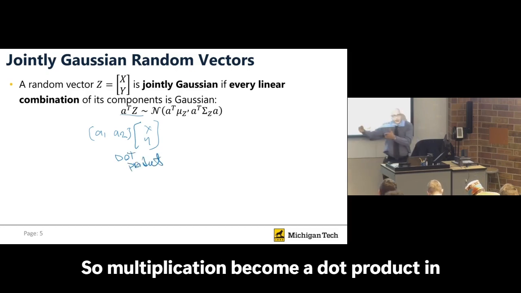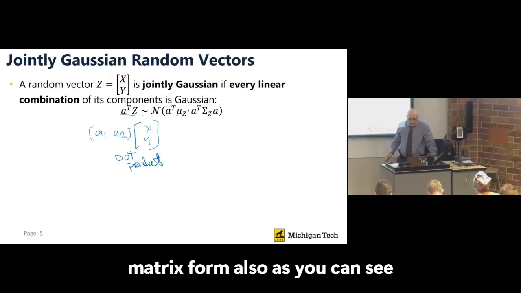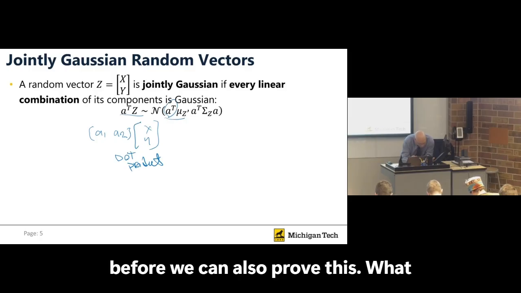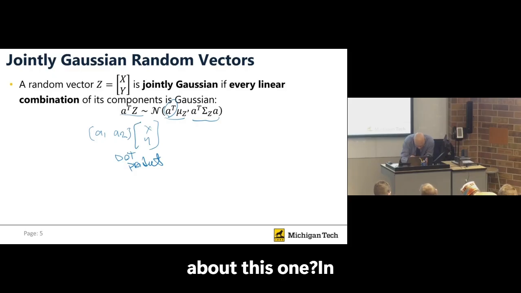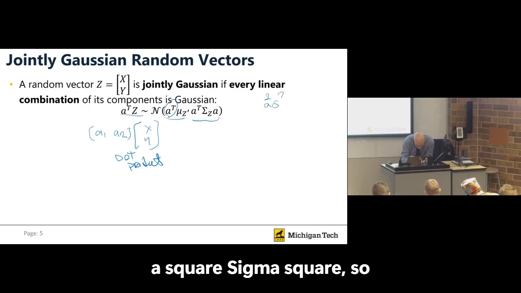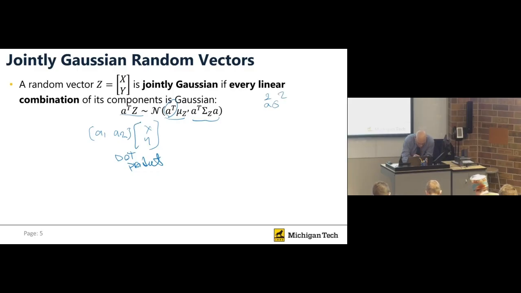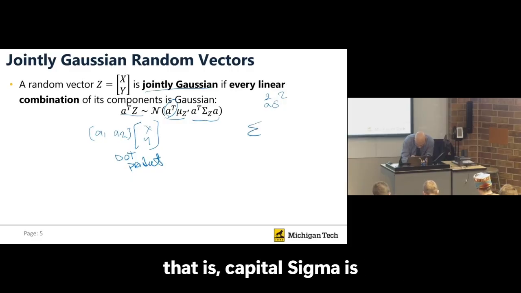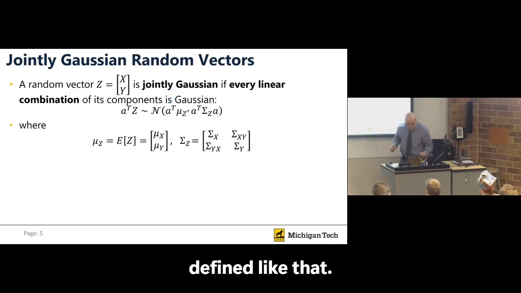So multiplication becomes a dot product in matrix form. Also, as you can see, the same way as before, we can also prove this. What about this one? In the one variable case, we had sigma squared. So sigma squared in the joint Gaussian becomes capital Sigma. That is, capital Sigma is defined like that.